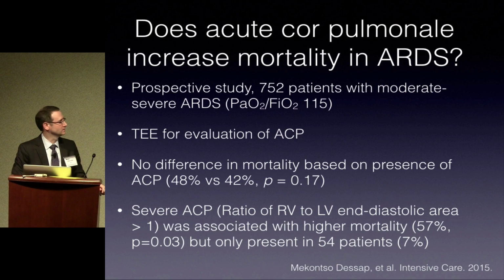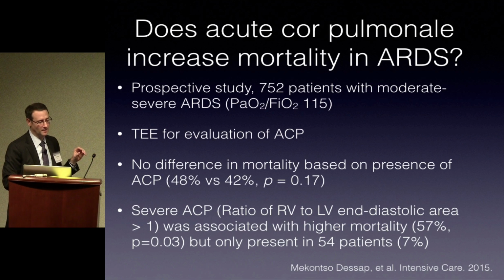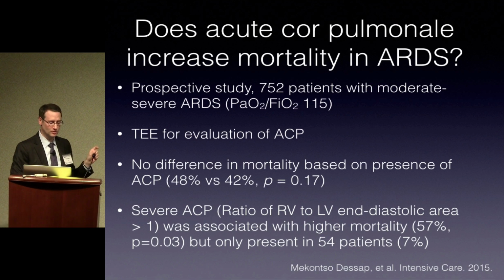I think more importantly, there's a smaller patient population that have severe acute cor pulmonale, defined as this RV to LV end-diastolic area ratio greater than 1. So when the RV is now bigger than the left ventricle, then you actually have a significant impact on mortality, with 57% mortality in that higher arm versus 42% of people without evidence of that. But that only occurred in 54 patients, or 7% of the patient population. So acute, severe cor pulmonale is a fairly rare process, this process that we're worried about because it actually has impact on patient survival.